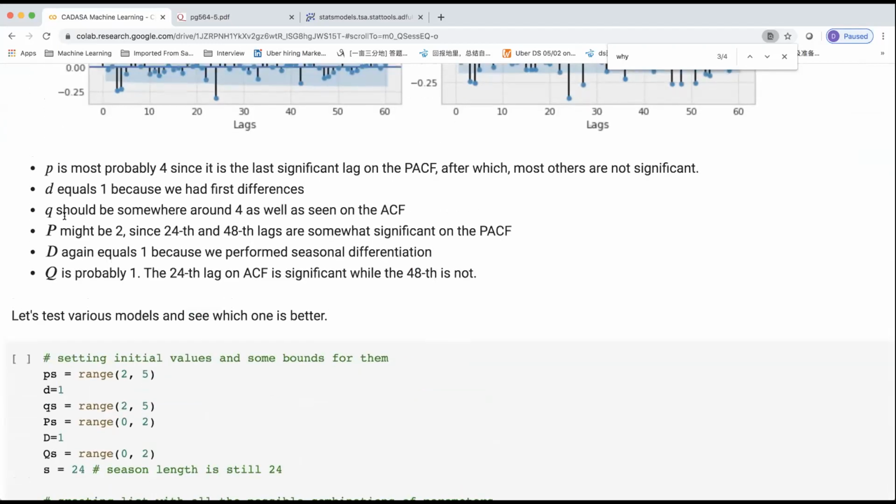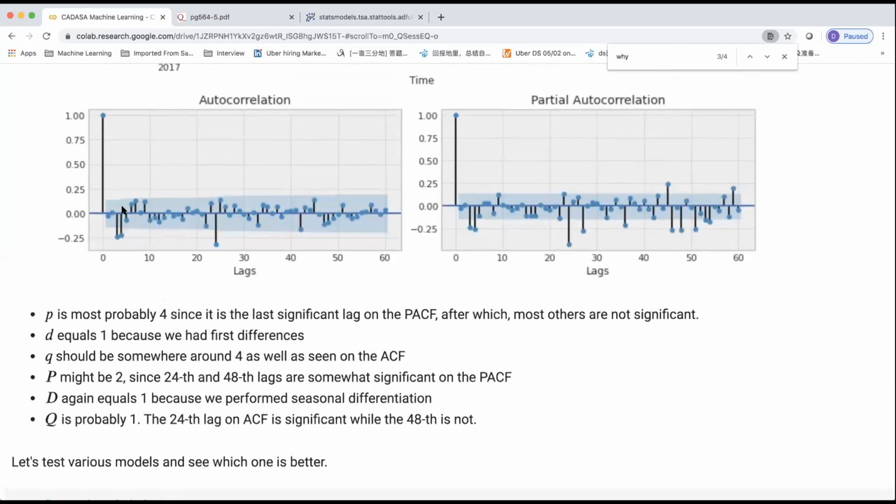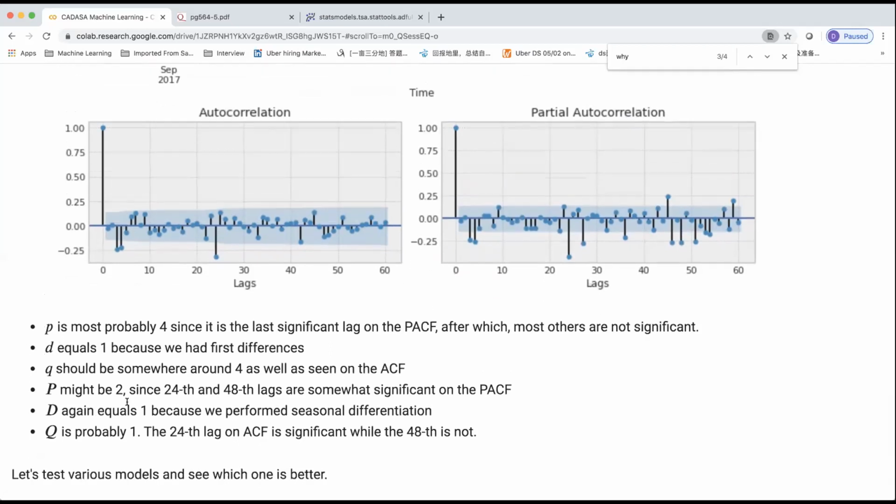The next part will be q. The q would be around 4 as well. If you look at the autocorrelation here, also 1, 2, 3, 4. After 4, you don't see much significance over there. So q is also 4 here.